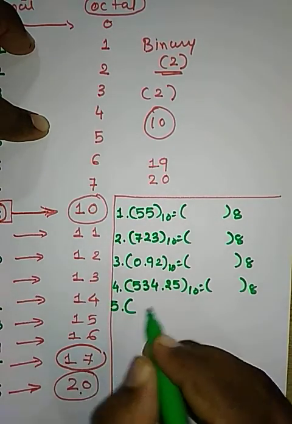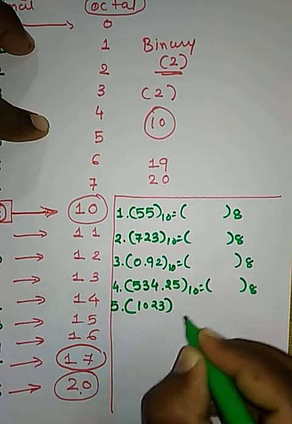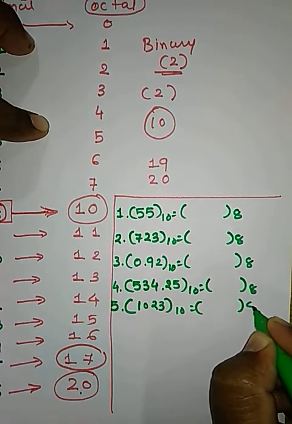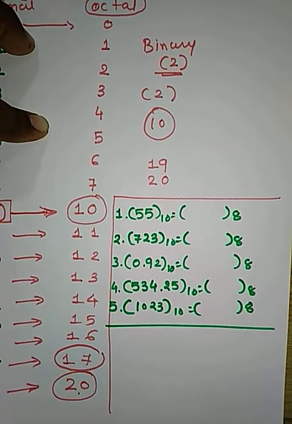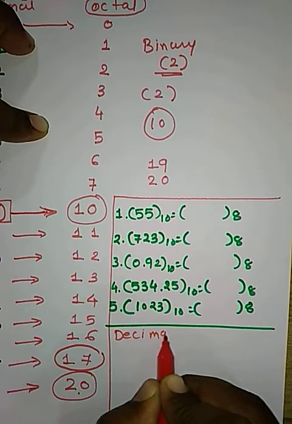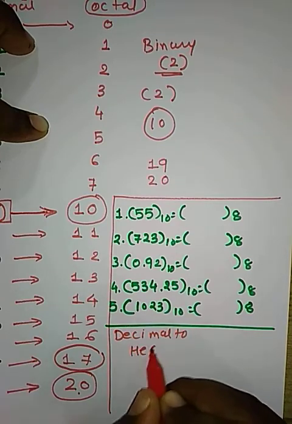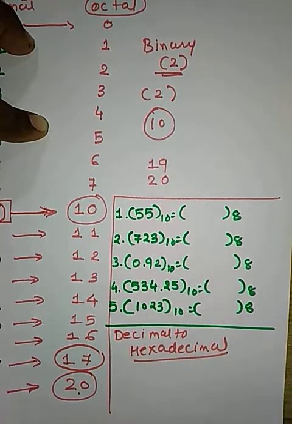Fifth, 1023. This is to be converted into octal. In this way, we have discussed decimal to octal. In the next lecture, we are going to discuss decimal to hexadecimal. Before starting, what is a hexadecimal number?